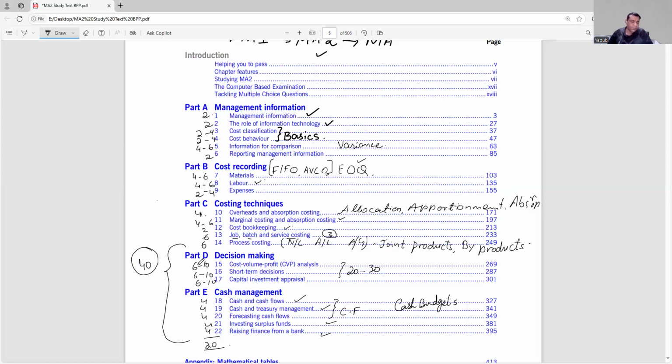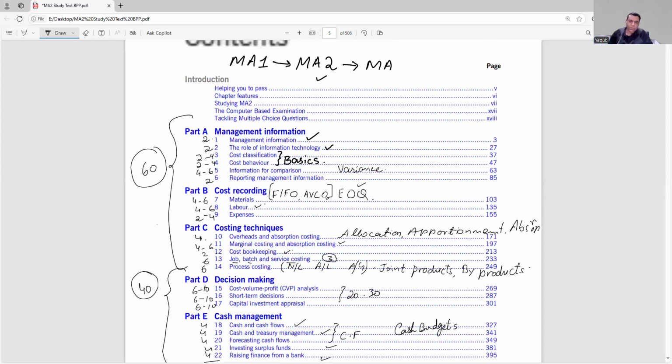So, what can we say? This is the heart of the MA2 syllabus. And from these three sections, you can expect a maximum of 60 marks in the exam. But don't think that the examiner will test a question from only one chapter or skip any one chapter. The examiner will ask questions from each one of the chapters.